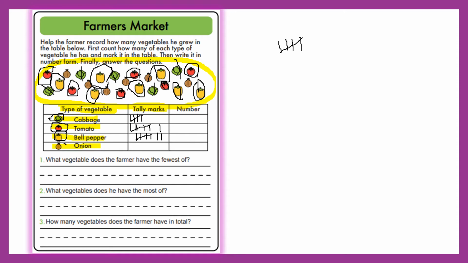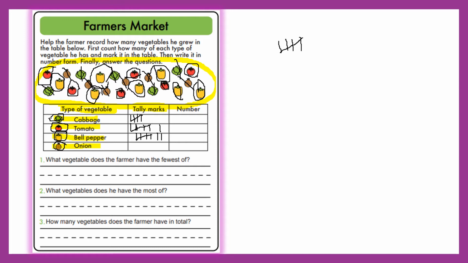And our onion is a little round, brown looking, almost kind of looks like a potato, doesn't it? But it's an onion. All right, so let's go back up and count all of our onions. I'm going to put a line through it because I almost think it's a little bit easier. All right, so we have 1, 2, 3, 4, 5, and 6. All right, so we have 6 onions.